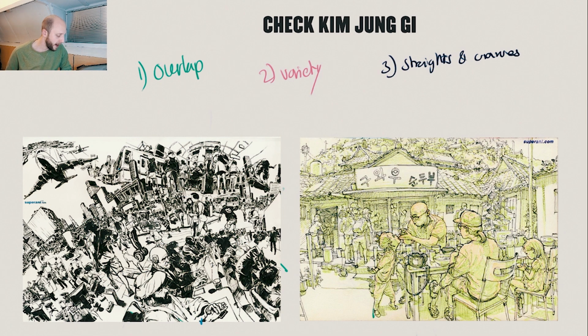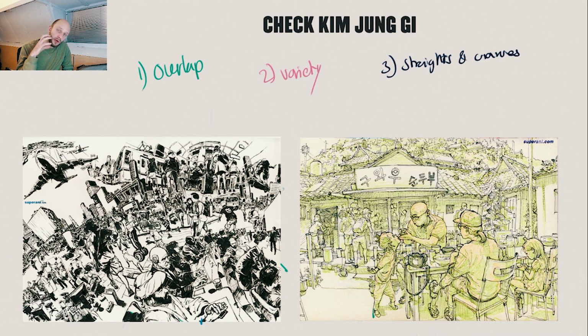Now let's look at variety. So when we look at the left image, what I see already is that there are buildings which have different shapes. Then we have people which are of a different culture. And then there's a plane. So this is already variety.